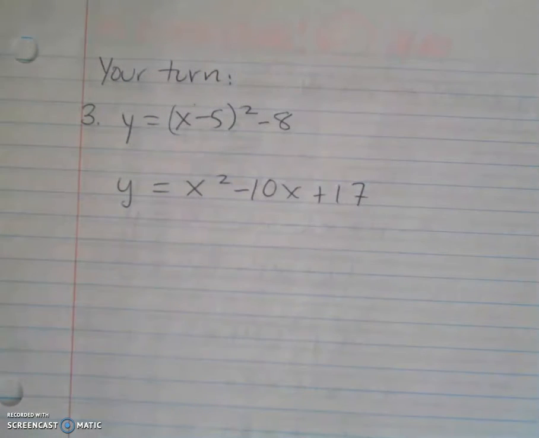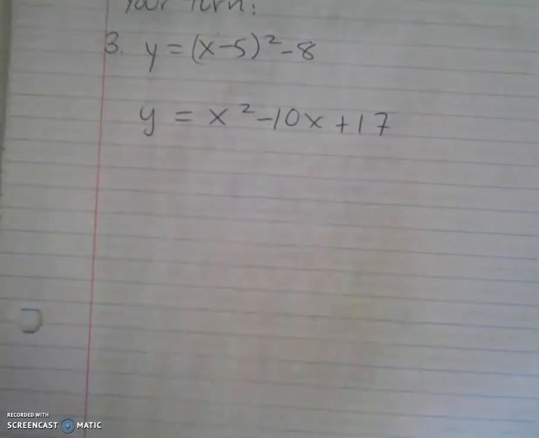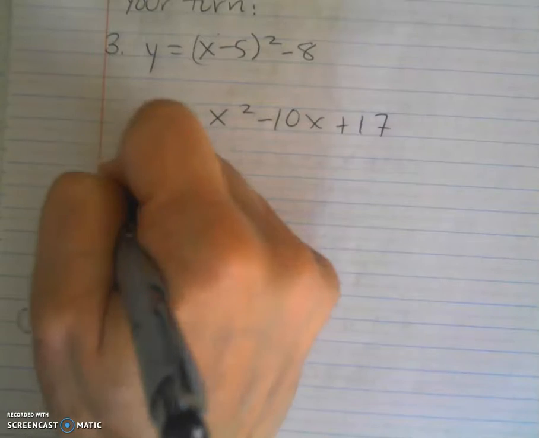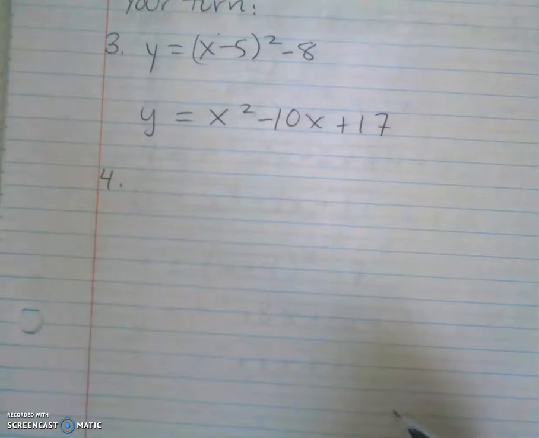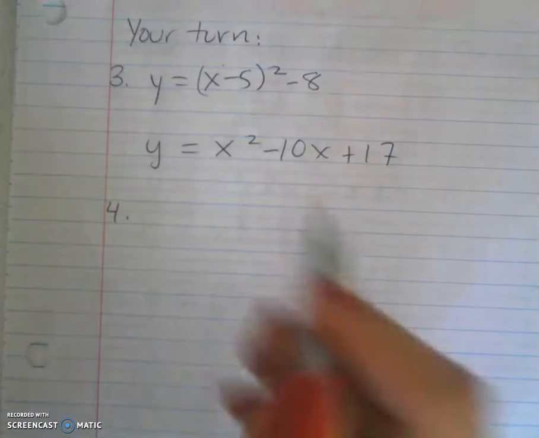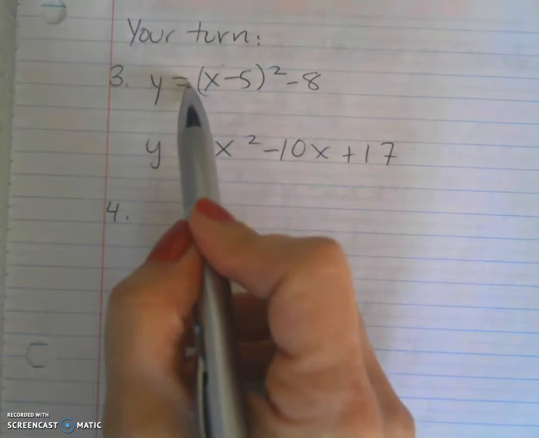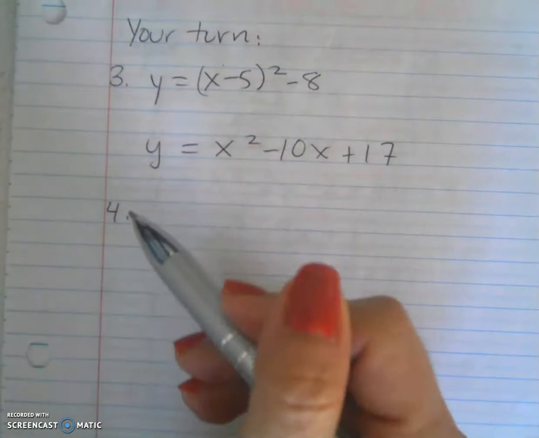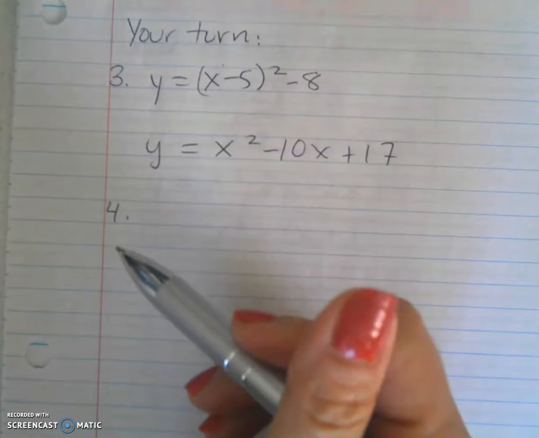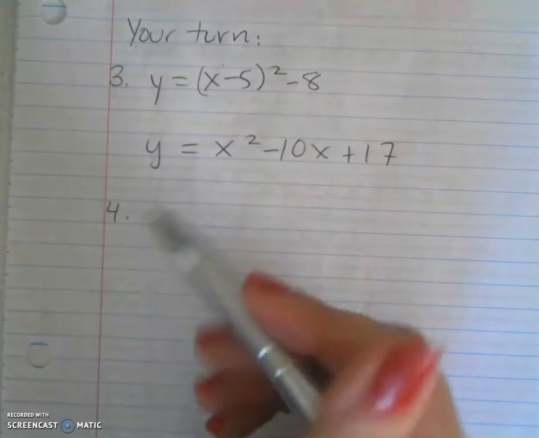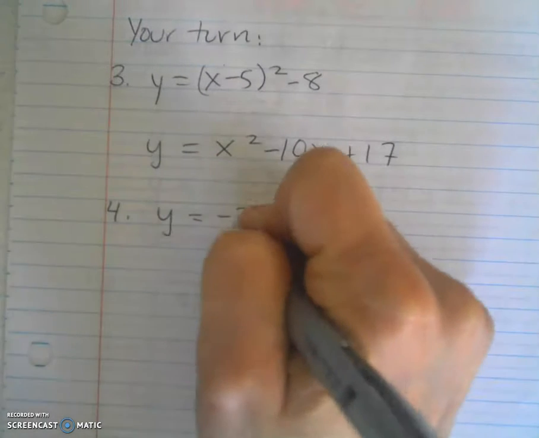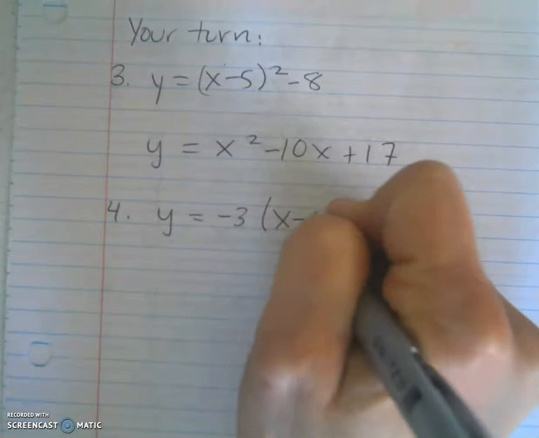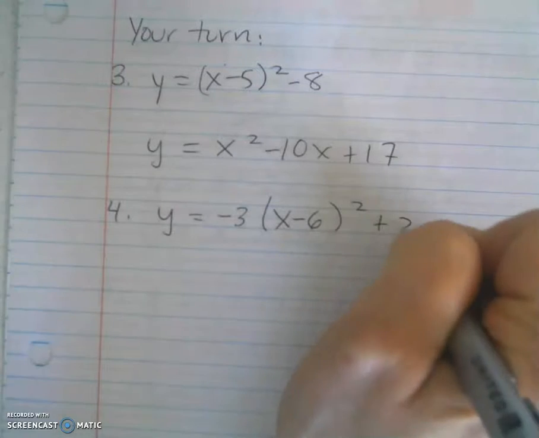Okay. I want to go over one more type of example. And that's when a is not 1. If you notice the examples we've gone over so far, there's no number here, so a is 1, but I wanted to go over a few examples where a is not 1. So let's try y equals negative 3 times (x minus 6) squared plus 2.